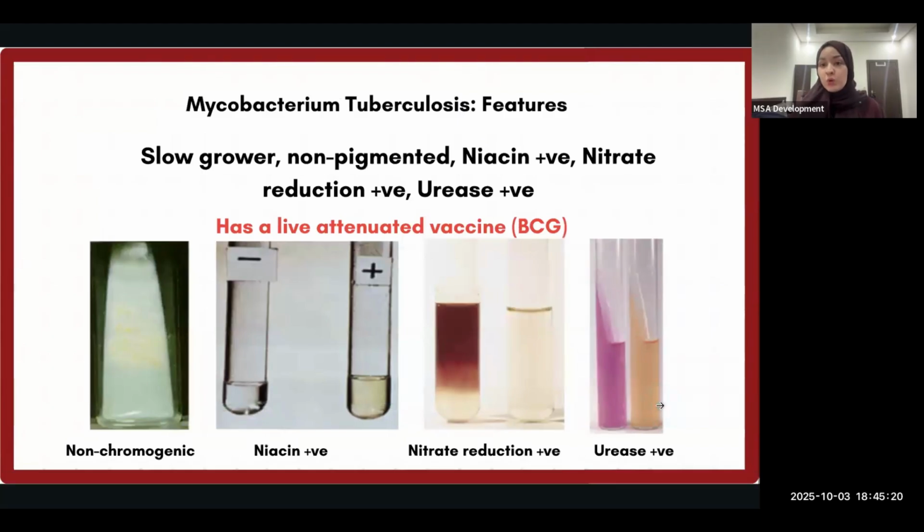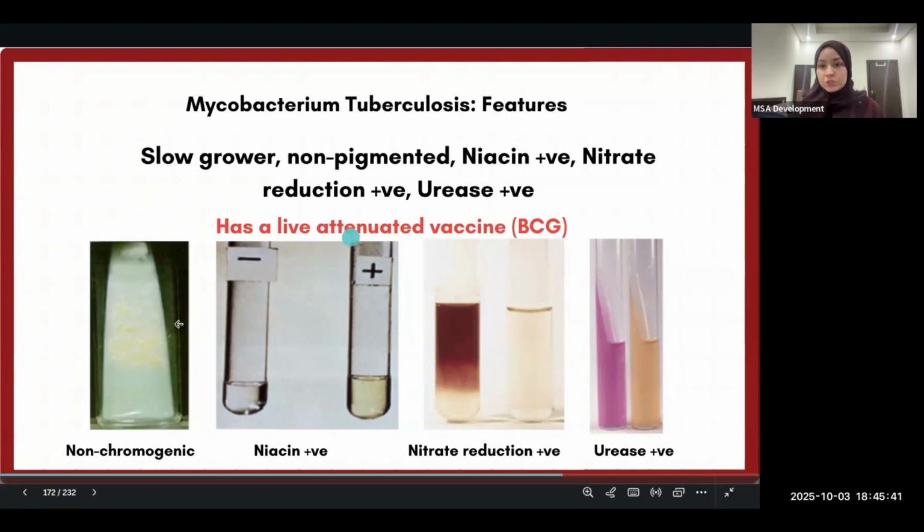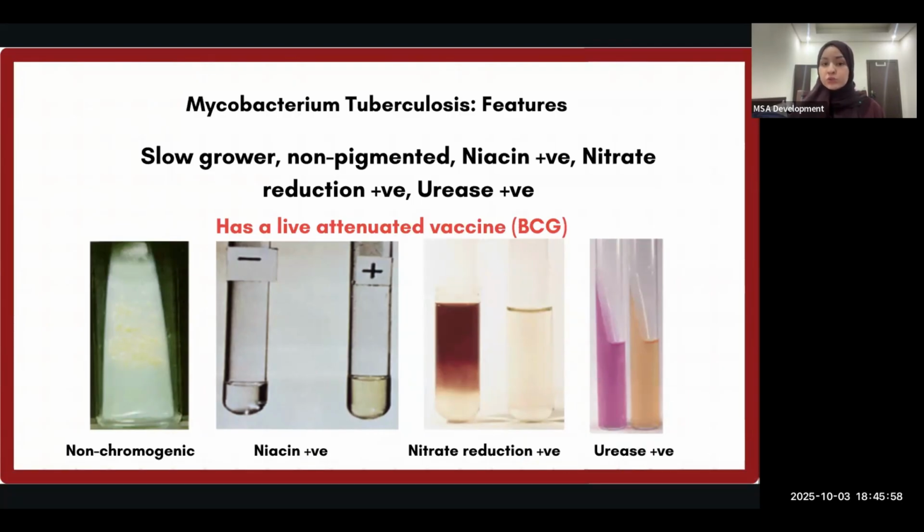So, main features that you should know about TB is it's a slow grower, it is non-pigmented, it is niacin positive, which is vitamin B3, so it has niacin. It also has nitrate reductase, the enzyme which converts nitrate to nitrite, and it is urease positive. So all of these images describe this. Non-chromogenic, as I showed you earlier. Niacin positive, this would be positive, this would be negative. Nitrate reductase, positive. The darker one would be nitrate reductase positive. Urease positive would be the pink one. So this is urease positive. And also important to know that it has a live attenuated vaccine, which is BCG.